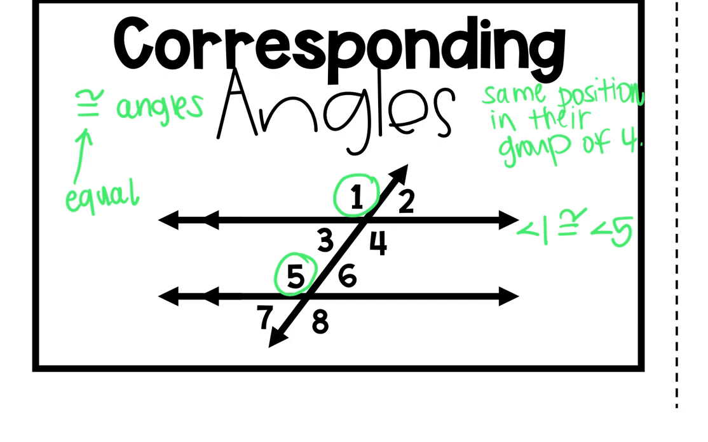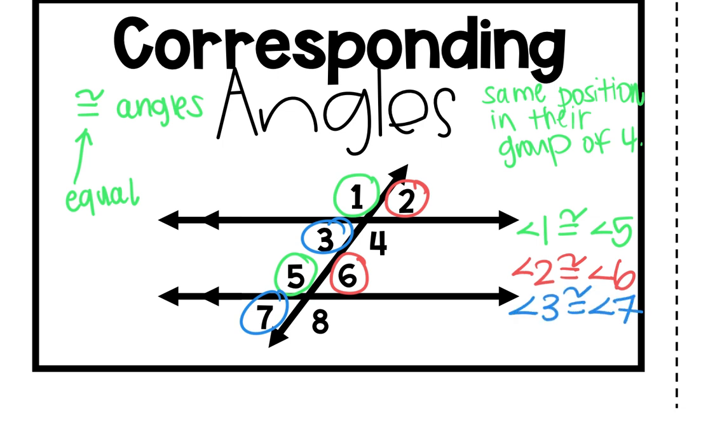Okay, so another pair that are corresponding, 2 and 6. So angle 2 is congruent to angle 6. 3 and 7 are also congruent. So I'm writing that pair down. And then my last one that are corresponding and are also congruent are 4 and 8. So angle 4 is equal or congruent to angle 8. It should all be the same measure for each pair.